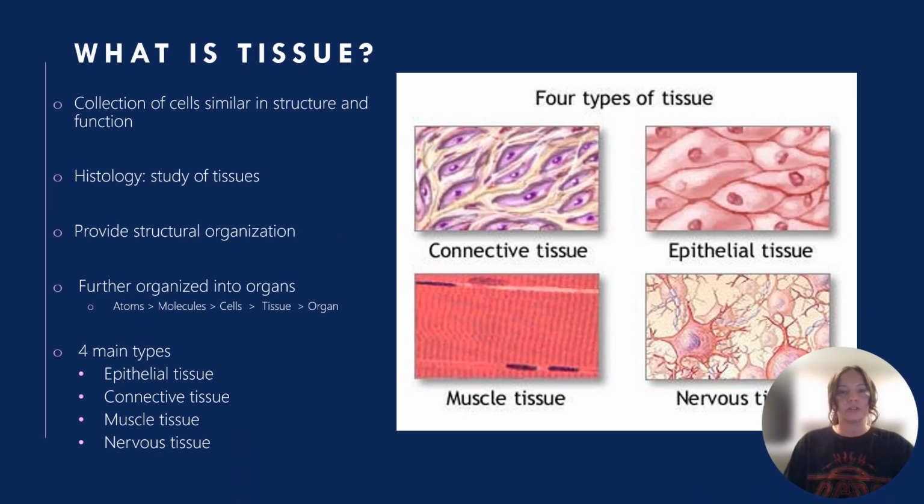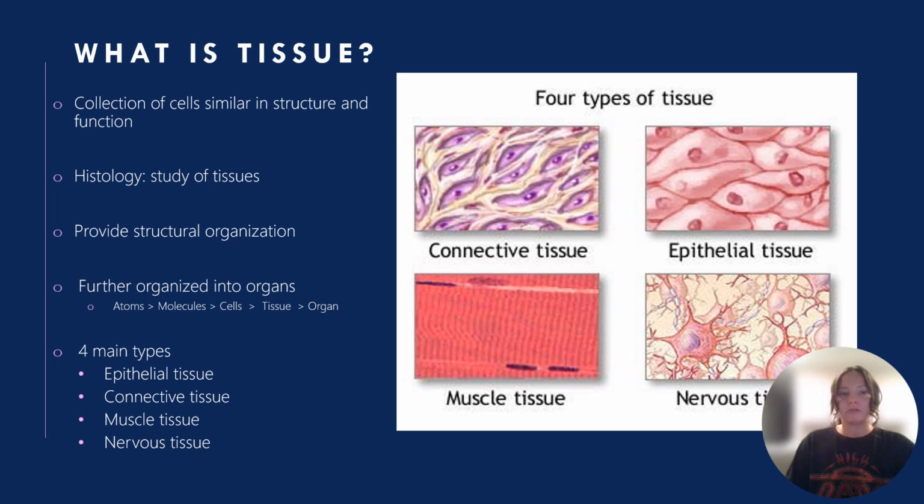So to begin, let's start with what is tissue. Tissue is a collection of cells similar in structure and function. The study of tissue is called histology. Tissues provide structural organization. As we know, the organizations start with atoms, which then continue into molecules, which then go into cells, which now are tissue, and further into organs and organ systems.